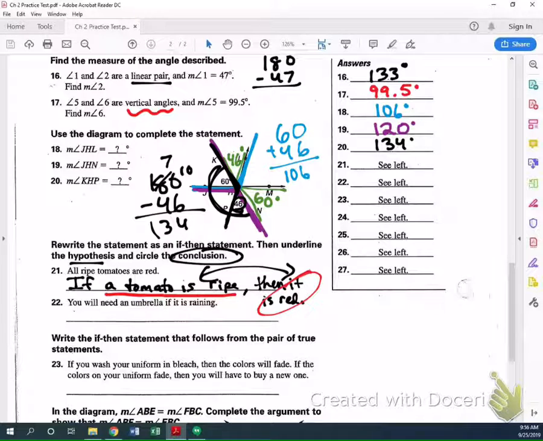Tricky. All right, this next one, the order definitely does matter in this one. You will need an umbrella if it is raining. If what? If it is raining, you need an umbrella. Yes, if it is raining, comma, then you will need an umbrella.